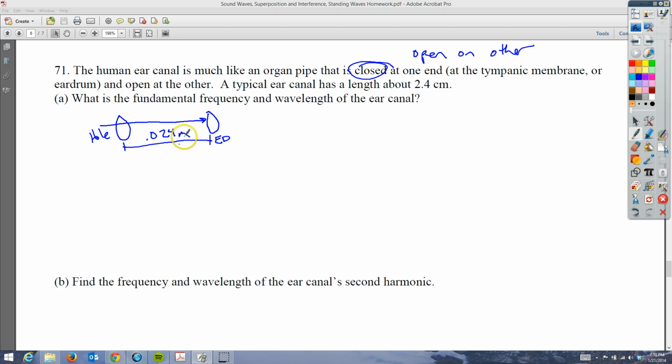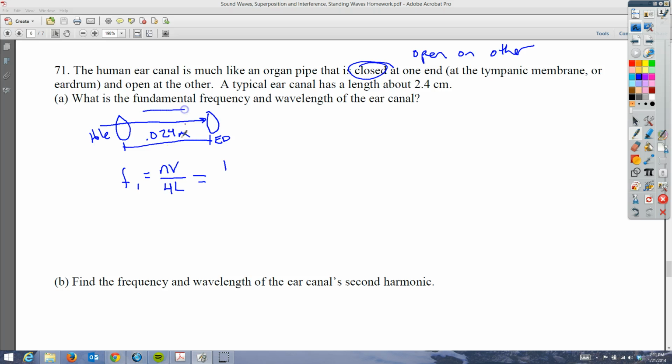Because this is a pipe closed at one end, we need to use the equation. The fundamental frequency is equal to N times V all over 4L. And that's because, remember, the frequency is equal to the speed of sound divided by 4 times the length because of the way that this produces sound waves. And we've talked about that in class a little bit. So if we want to find out what this frequency is, all we have to do is plug all our numbers in.